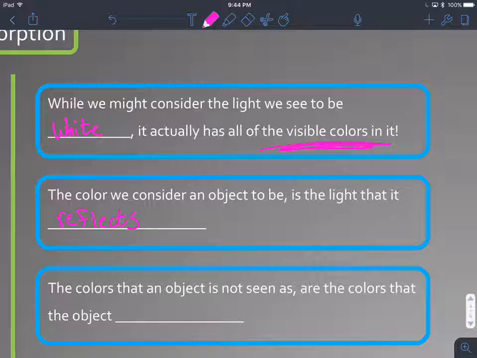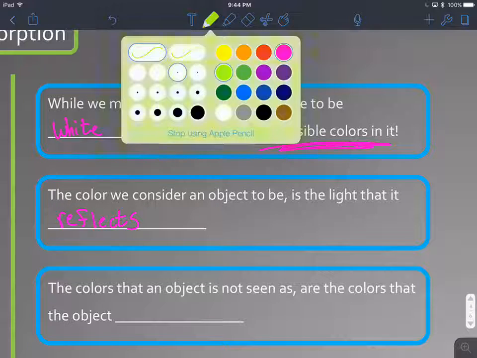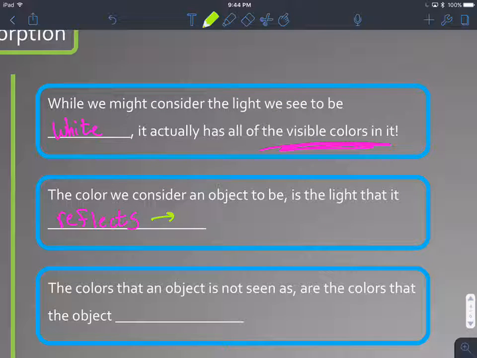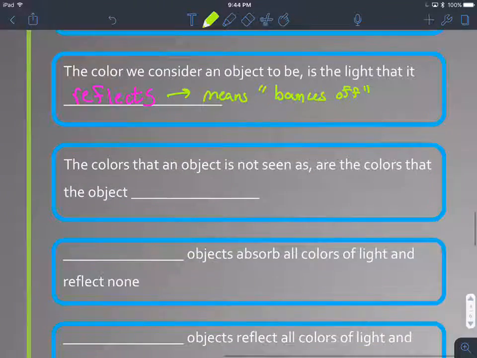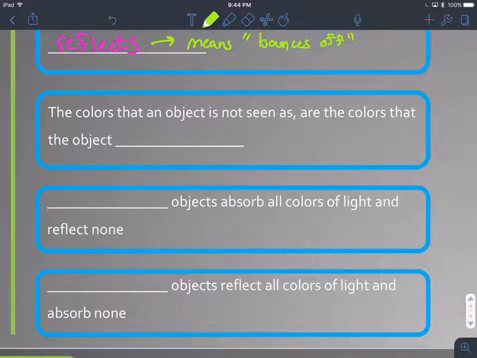As you know, think of the word reflects as meaning bounces off. So the light that bounces off the object is actually the color that we see. Whereas the colors that we don't see an object as are the colors that the object absorbs.